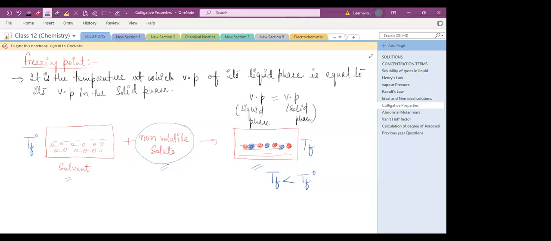Yes, ma'am. So that's why, because it just depends on the solute particles. You can see over here that when you add the non-volatile solute, the freezing point decreases. That's why it is known as depression in freezing point, and it's solely dependent on the solute particles. That's why it is a colligative property. So you just write it down.